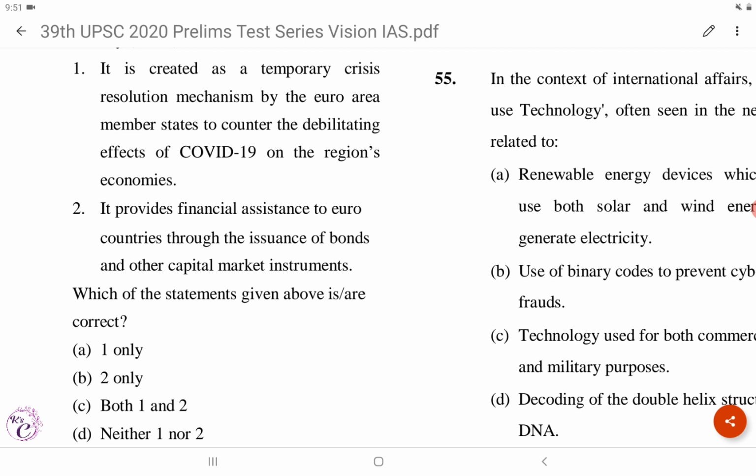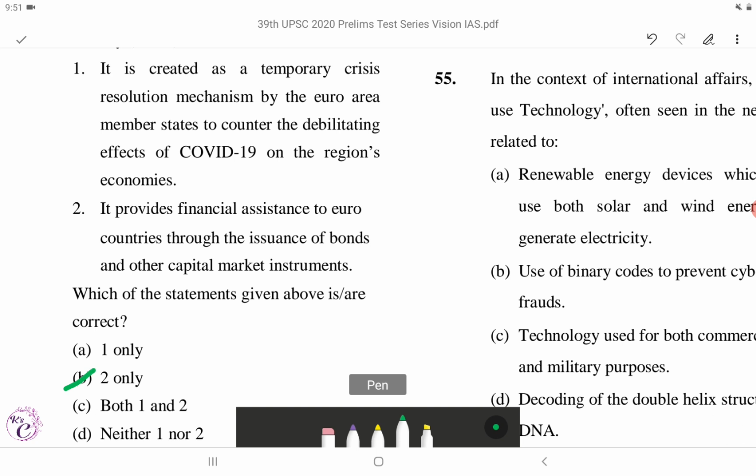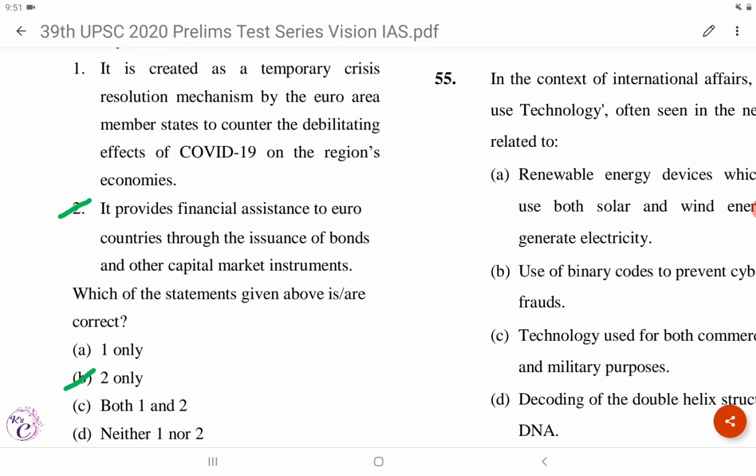So the correct answer is B, that is 2 only. The European Financial Stability Facility, that is EFSF, was created in 2010 as a temporary crisis resolution measure in the wake of the financial and sovereign debt crisis in the euro area. The mission of the EFSF is to safeguard the financial stability in Europe by providing financial assistance to countries of the euro area. Hence, statement 1 is not correct.